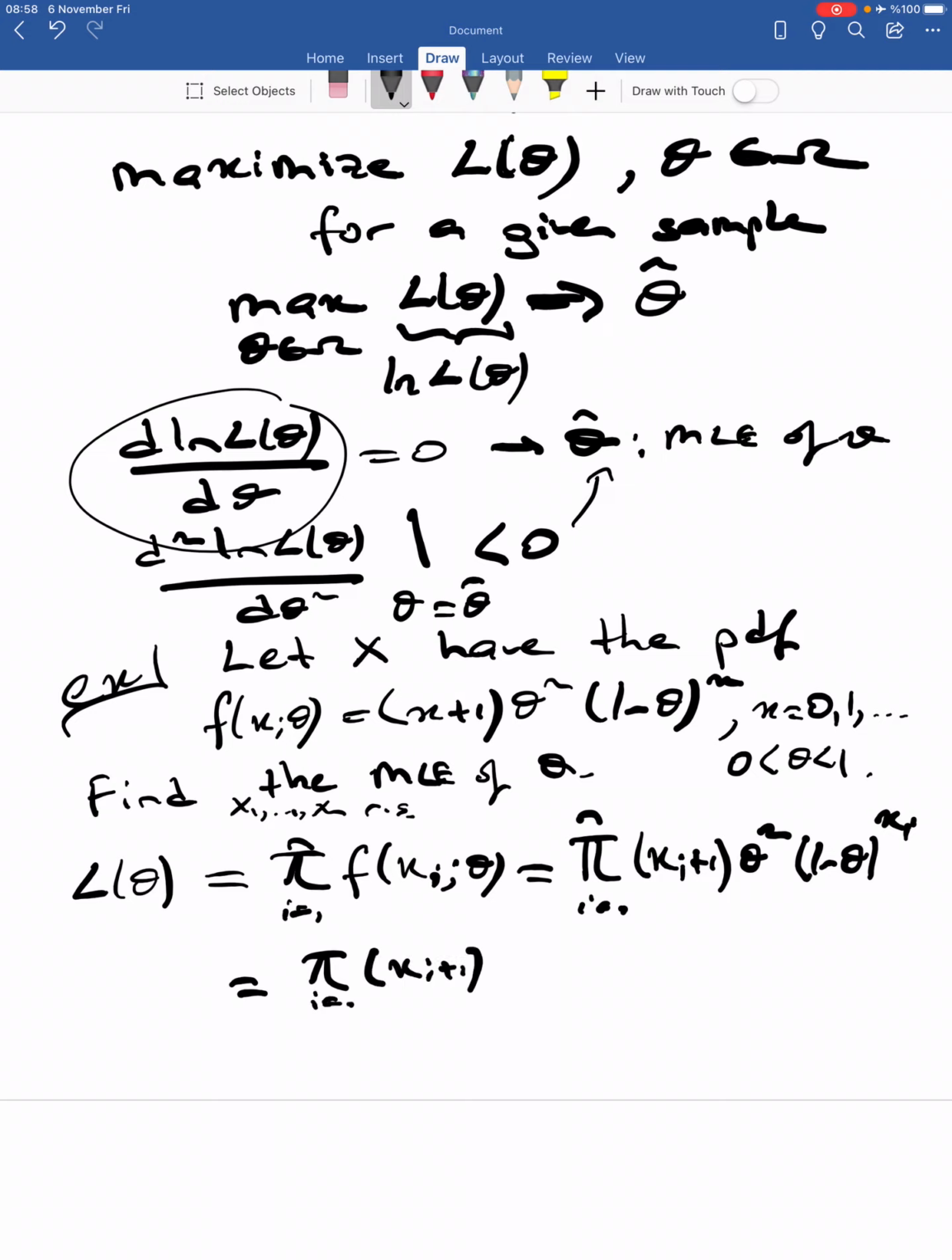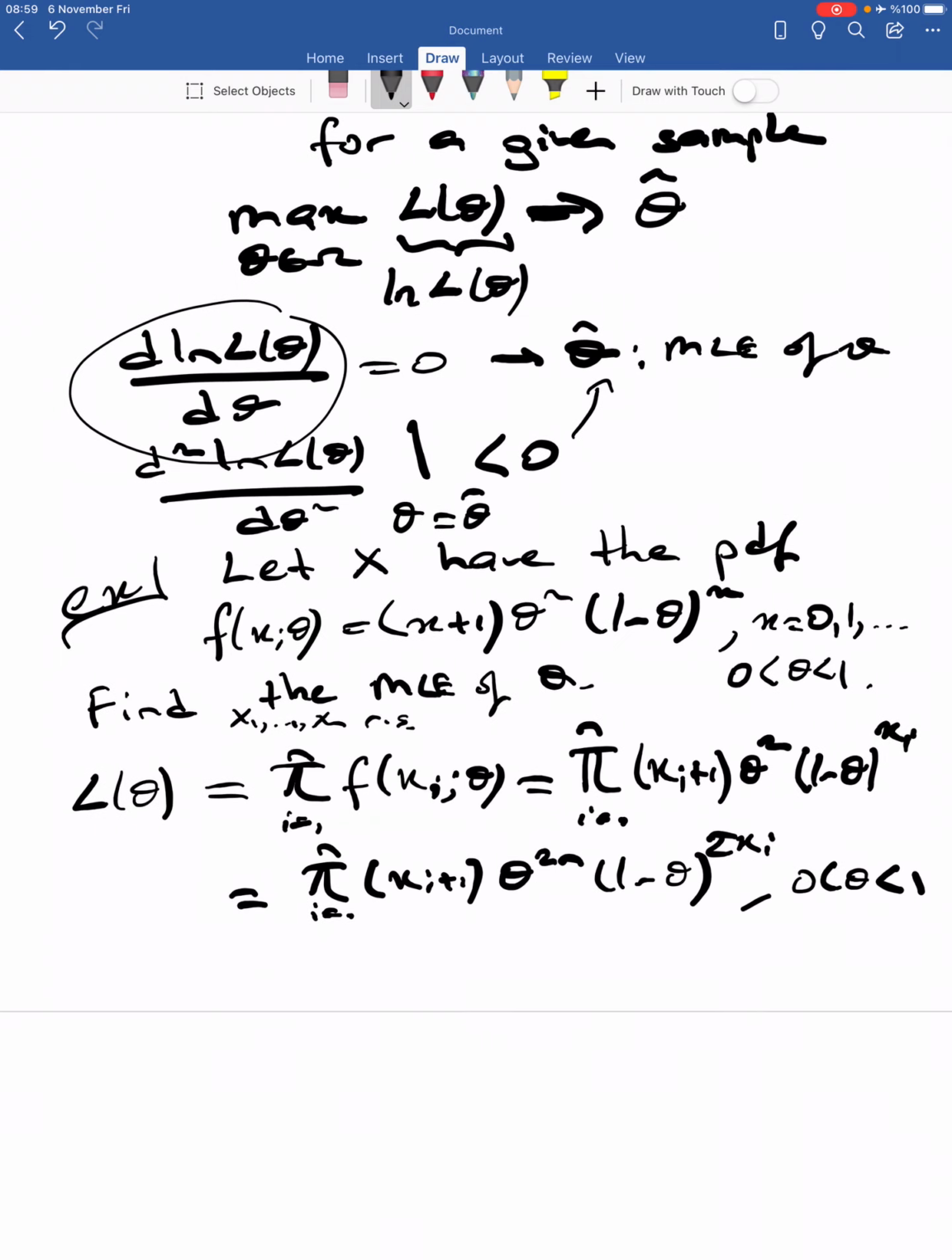the likelihood function as 2 to the n, theta to the 2n, (1 minus theta) to the summation of xi, where theta is between 0 and 1. So it's a function of theta, and you have to give the range for theta. To make calculations easier, you can take the derivative with respect to theta using the likelihood function, but you have to use differentiation for a multiplication, which takes much longer to get the result.